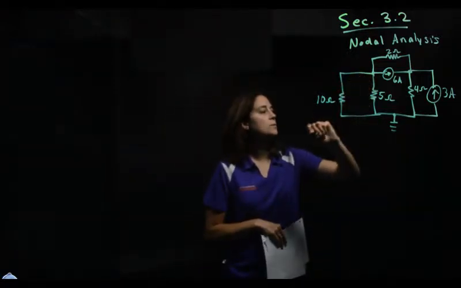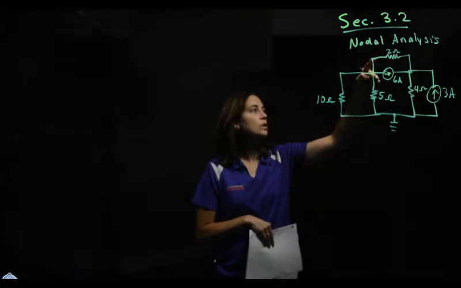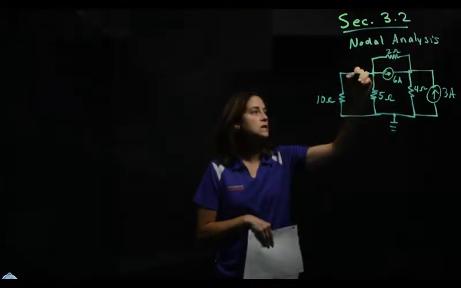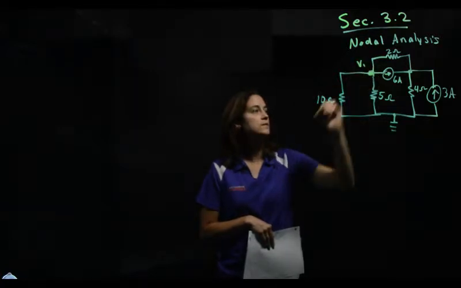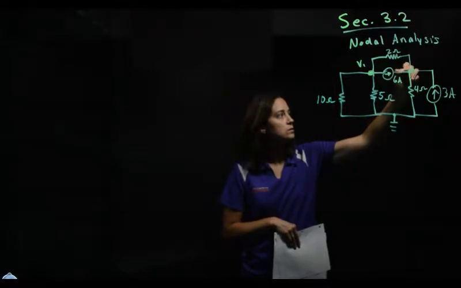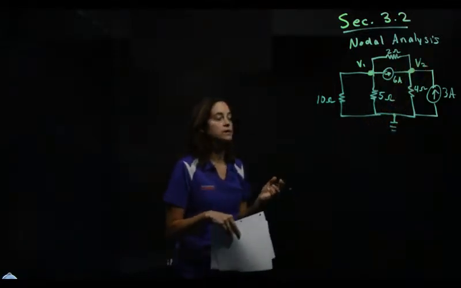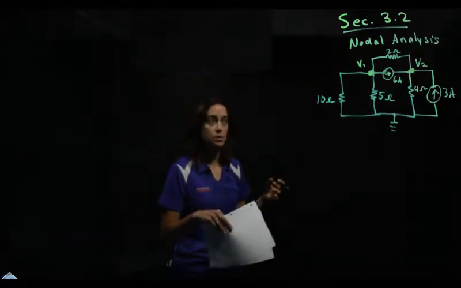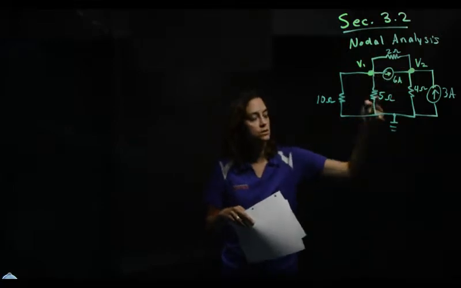So let's see how many nodes we have. We have one down here, our reference. We've got one right here, right? All these things meet here. This is all one node. Let's call that V1. Then we have one node right here. Let's go ahead and call that V2. And that's all the nodes we have. So again, you can't look at circuit elements to determine nodes. You have to look where they meet. So we have three nodes, V1, V2, and our reference node.